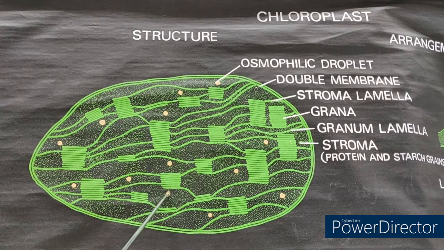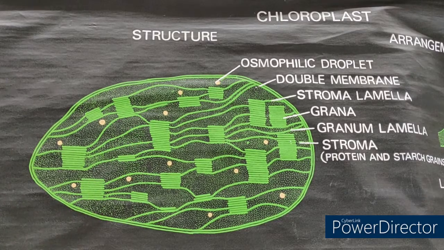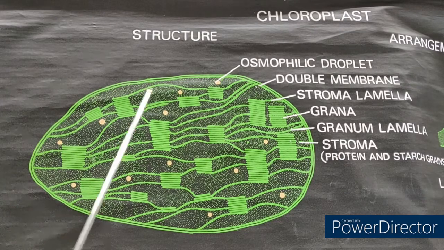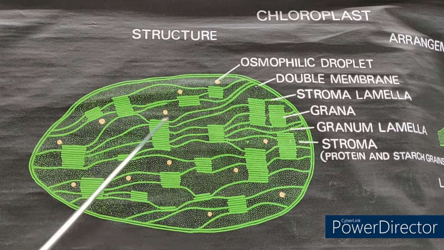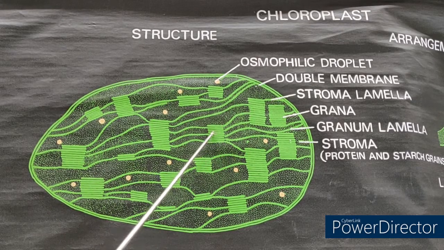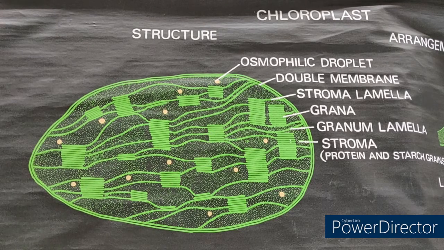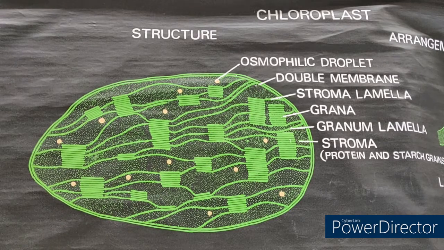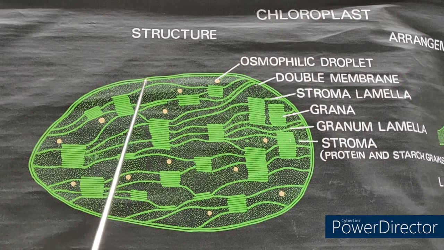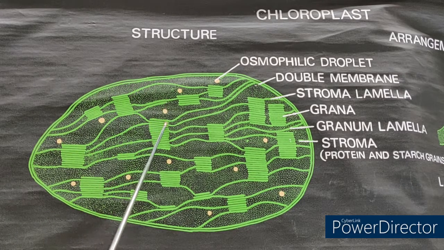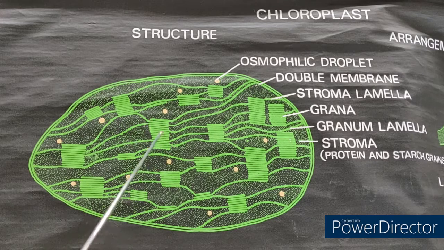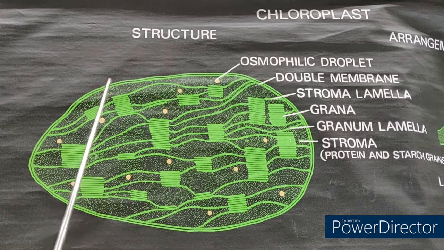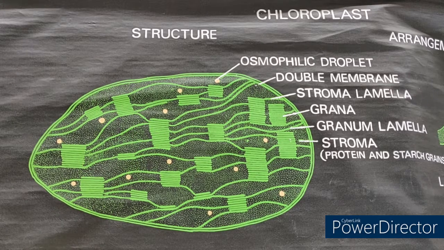It consists of the following parts: the envelope, the outer envelope, then inside there is a matrix known as stroma, and the third is thylakoids and grana. So these are the four parts of a chloroplast. Again I repeat, the envelope, inside you have the stroma, and in the stroma you have a pile of disc-like structures known as thylakoids, which consist of grana.